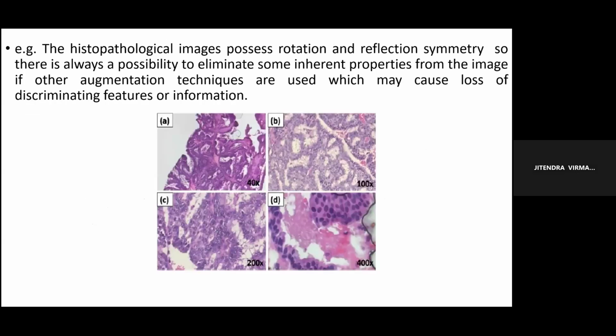So this is an example of a histopathological image of a blood sample. Now, this is the zoomed version, the 40x.